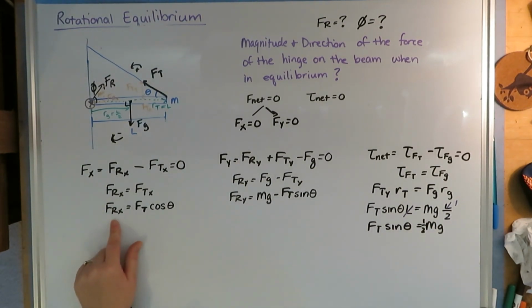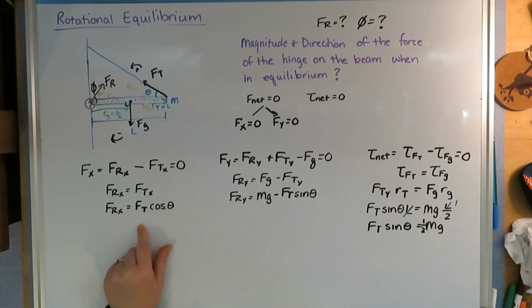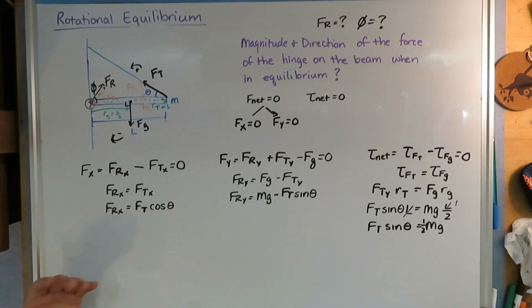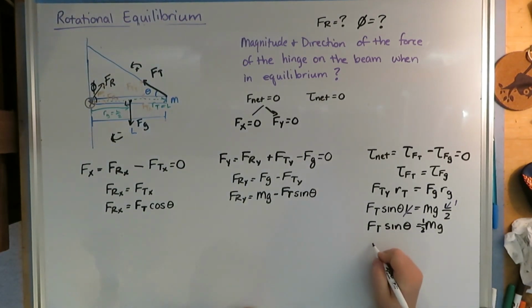And I don't know FRX, I don't know FRY, I don't know FT. So that's 3 unknowns. FT I'm not interested in. So what I want to do is eliminate FT from these equations. I can do that. For example, if I look over here, I can solve this one for FT because it doesn't involve FR. It's useful to use this one, and that's going to be mg over 2 sine theta.